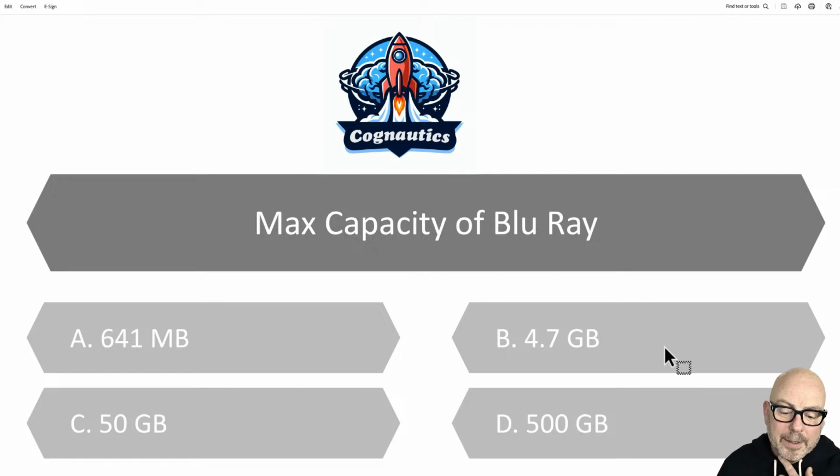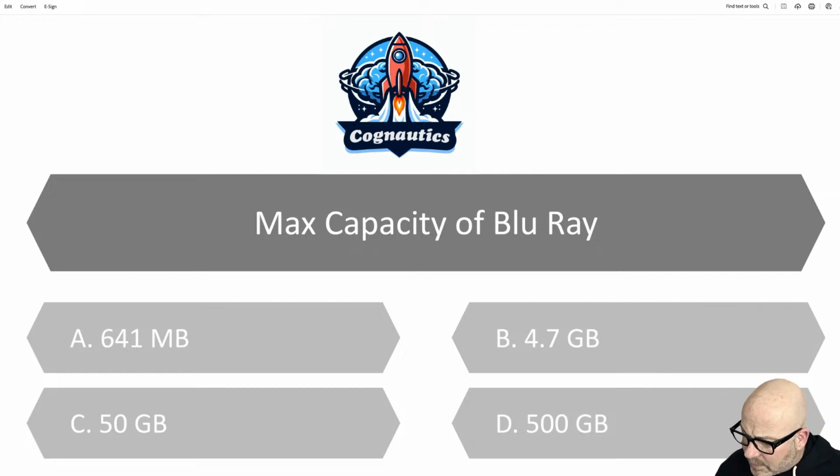Right, what about Blu-ray? You've got Blu-ray and you've got DVD, which are easy to muck up. But Blu-ray uses the same type of disc, but it writes to both sides. So what do we think? Maximum capacity of Blu-ray. And it's very clever the way Blu-ray works.